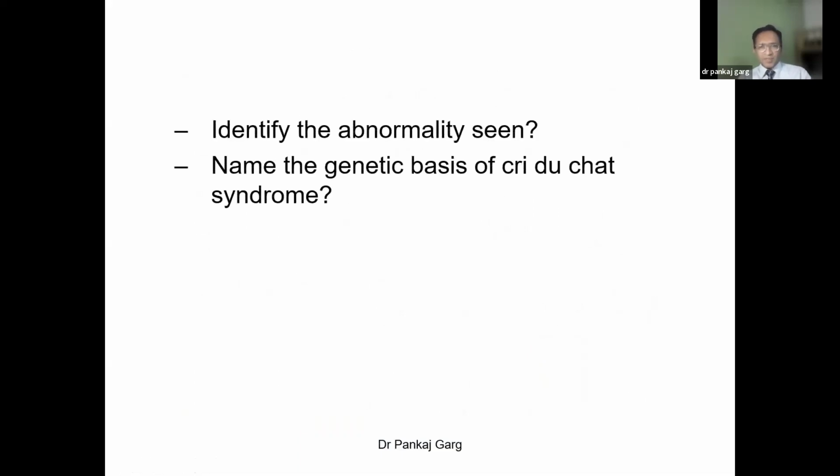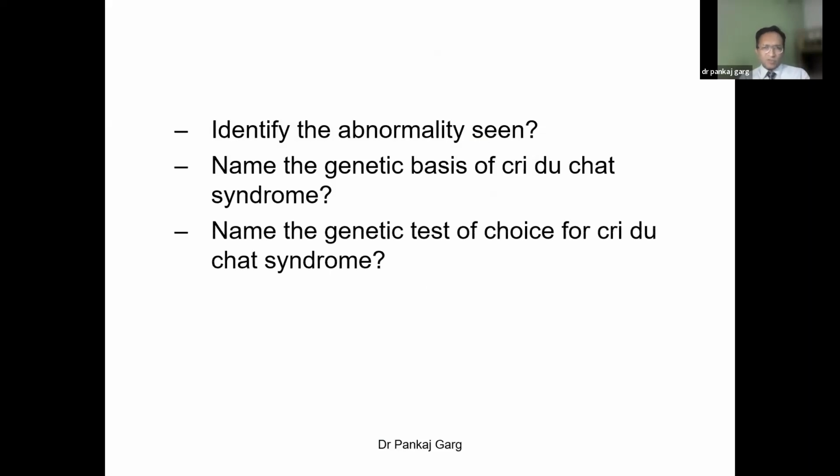Name the genetic basis of Cri-du-chat syndrome. So that is another question. What is Cri-du-chat? 5p, 13p, partial deletion of 5. That is right. Deletion of the short arm of 5, right? So partial deletion of 5p, that is the correct answer. Okay.